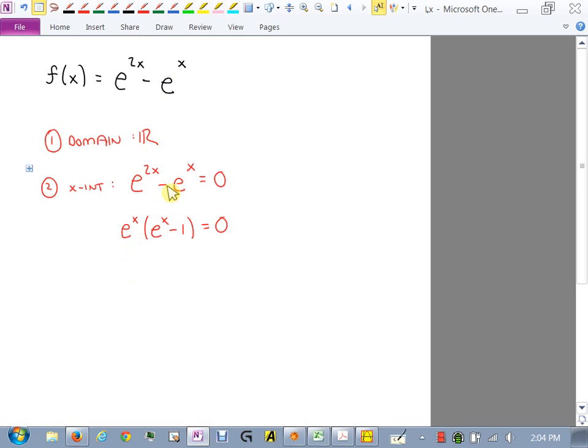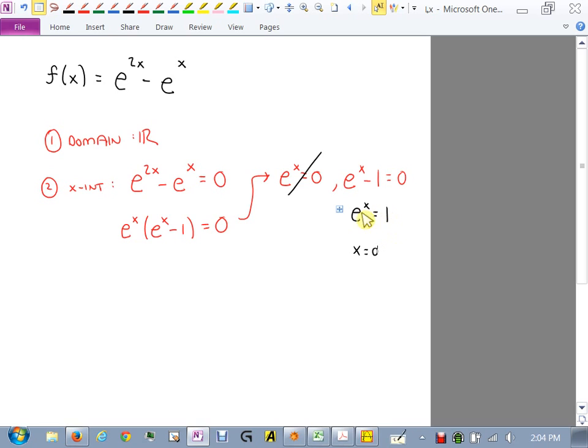So we can do this instead of what I did earlier. Now set each of these equal to 0. When I set those each equal to 0, is it possible for e to the x to equal 0? No. Is it possible for e to the x minus 1 to equal 0? Yes, if e to the x is 1. But that'll only happen when x is what? 0. E to the 0 is 1.